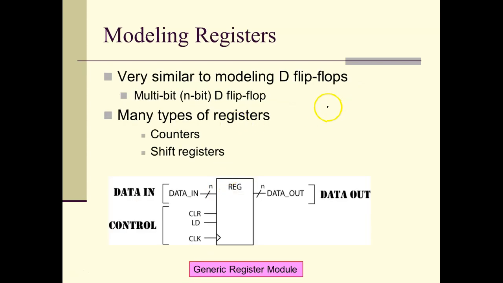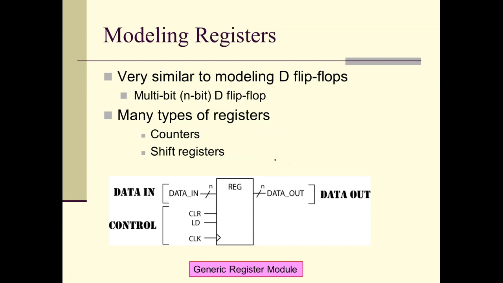This is going to be a relatively short video because registers are very similar to D flip-flops. In fact, everyone considers registers as a kind of multi-bit or n-bit D flip-flop. Registers are super popular in digital design. They, of course, have memory, but also there's a whole bunch of different types of registers out there. We're going to talk about simple registers in this chapter, and then we're going to finish this set of lectures off with counters and shift registers.